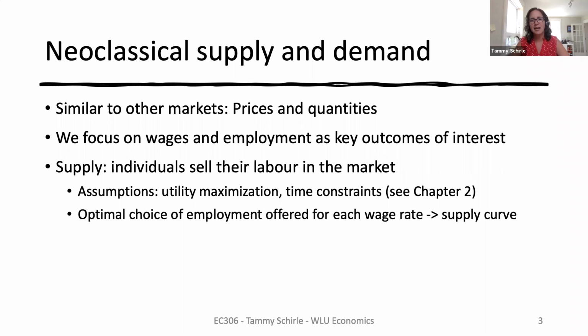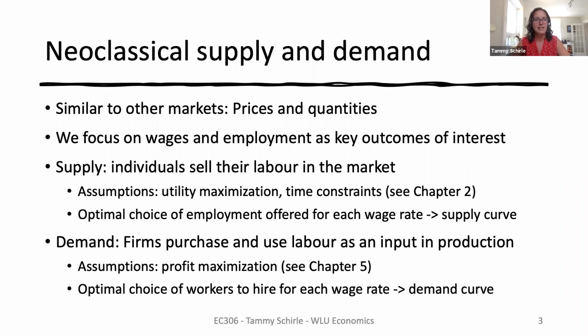Now, on the supply side, we are thinking about how individuals are selling their labor in the market. So we make a lot of behavioral assumptions. For example, we assume people want to be as happy as possible. That's what utility maximization is all about. And we assume there is at least some time constraint. In other words, there are only 24 hours in a day, and as humans, we just don't have the power to change that. Now, with that in the background, we create a supply curve, where each point on that curve is going to represent an optimal choice of labor supplied at each possible wage rate being offered in the market.